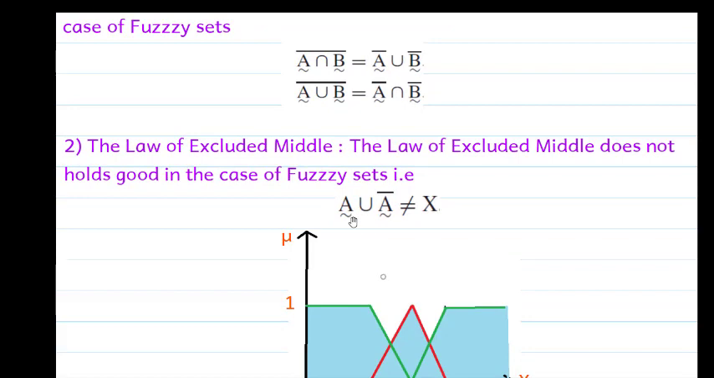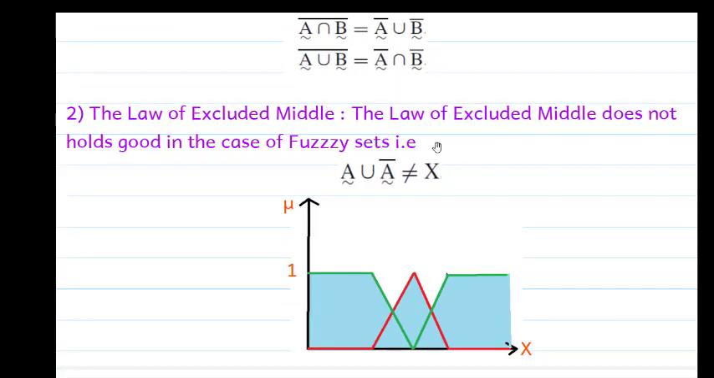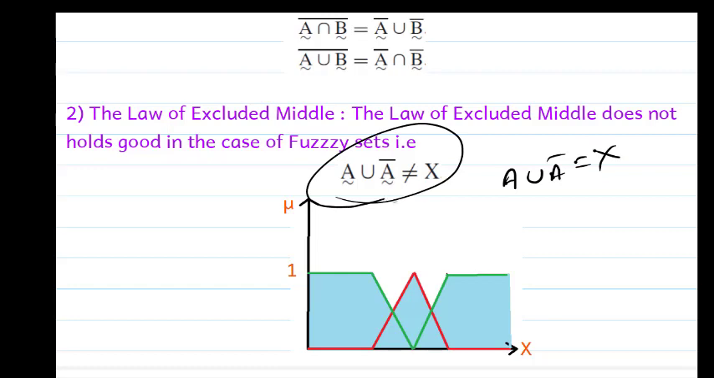Then the law of excluded middle. This is not followed. You can see the law of excluded middle does not hold good in case of fuzzy sets. In case of classical sets, what we saw is that A union A bar gives the universal set, but here we are not getting the universal set. You can see why. If the orange line represents the fuzzy set A, then it is natural that the green line represents A bar. So this part is A, then this is A bar.